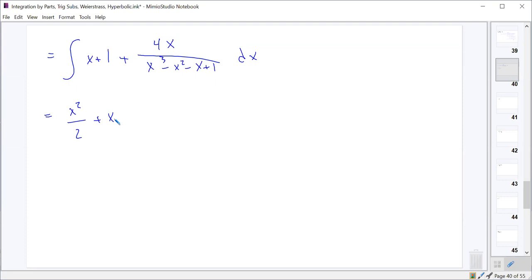So that's clearly not true, which means we need to set ourselves up for integration using partial fractions. So this is an integral of 4x over something. We need to factor out x cubed minus x squared minus x plus 1. So how do I factor that out?